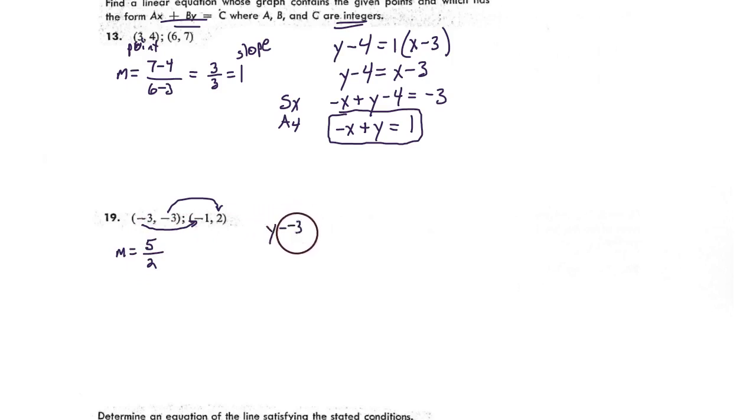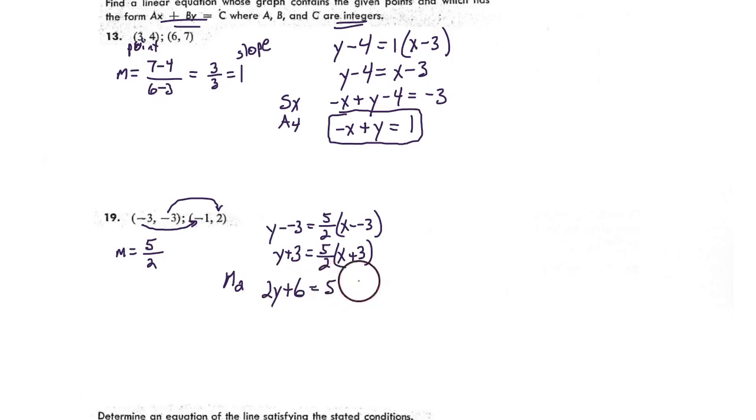Y minus the -3 equals 5/2, and then x minus -3. Let's fix the double negatives. They become plus signs. Now let's multiply everything by 2 to get rid of the fraction. We have 2y plus 6 equals 5 times x plus 3. Now do the distributive property. We have 2y plus 6 equals 5x plus 15.